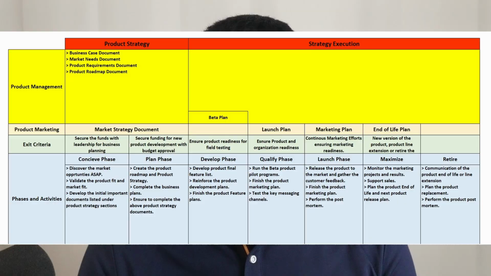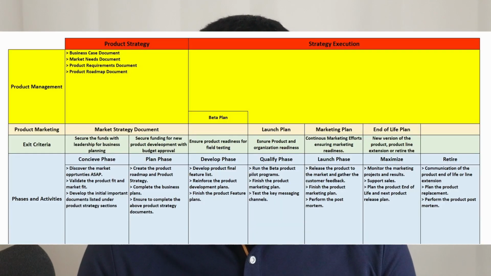First, I'll give you a high-level overview of the AIPMM process. Then I'll show you a few examples of how real-world companies adapt their own lifecycle management processes. The AIPMM process breaks down product management into seven phases, which are conceive, plan, develop, qualify, launch, maximize, and retire.